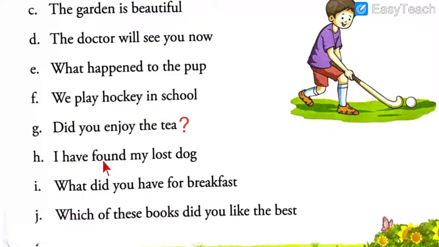Now next one, I have found my lost dog. I have found my lost dog. What is this? Okay, can we do anything with this further? No, because this is just a piece of information that someone says that I have found my lost dog. So this is just a piece of information. No one is asking you anything related to the dog or anything else.